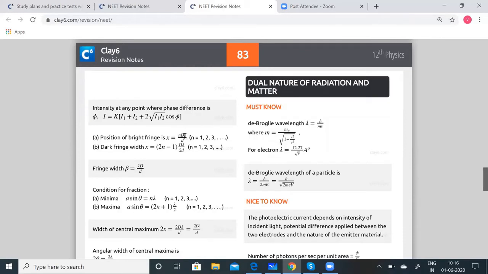Now, D is the distance between the screen and the source, and small d is the distance between the 2 slits. And lambda is the wavelength. Fringe width beta is given by lambda D by d. The distance between the slits, small d, is given as d, and the distance between the screen and the source is given as capital D. Make a note of it.